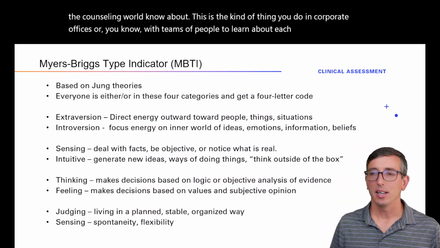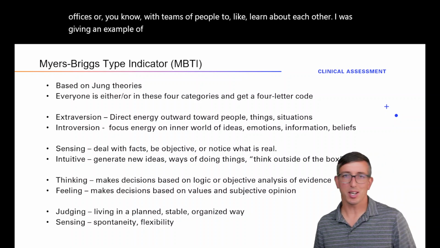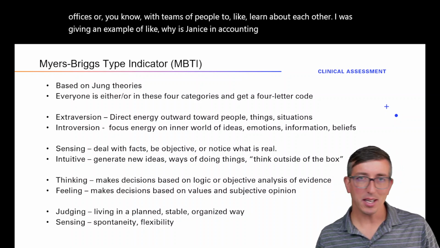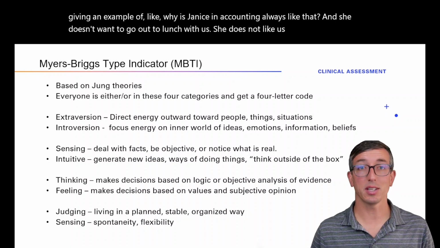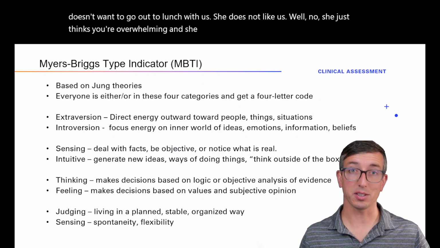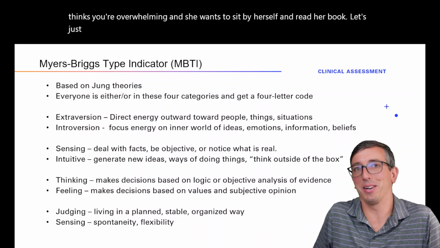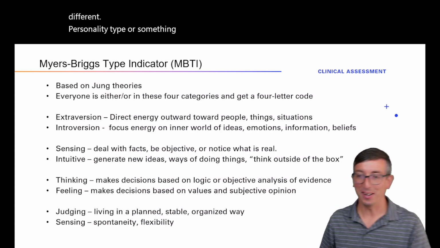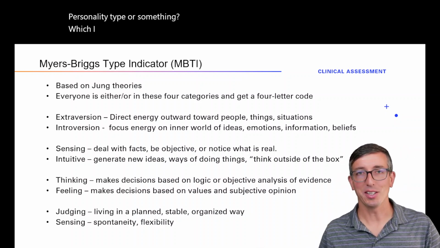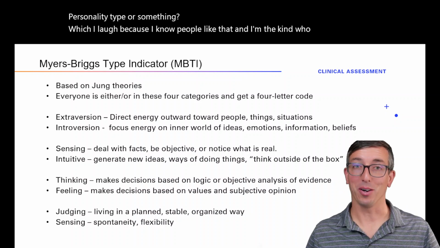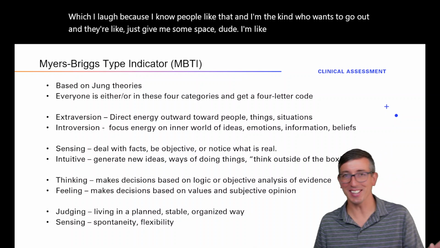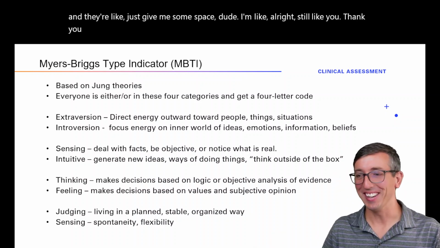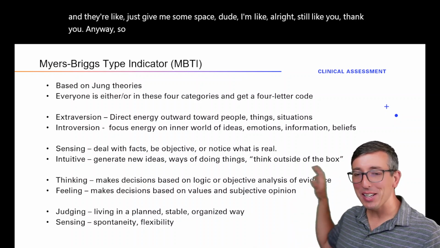I was giving an example of like, why is Janice in accounting always like that? And she doesn't want to go out to lunch with us. Does she not like us? Well, no, she just thinks you're overwhelming and she wants to sit by herself and read her book. That's just a different personality type or something. Which I laugh at because I know people like that, and I'm the kind who wants to go out, and they're like, ugh, just give me some space, dude. I'm like, all right, still like you. Thank you.